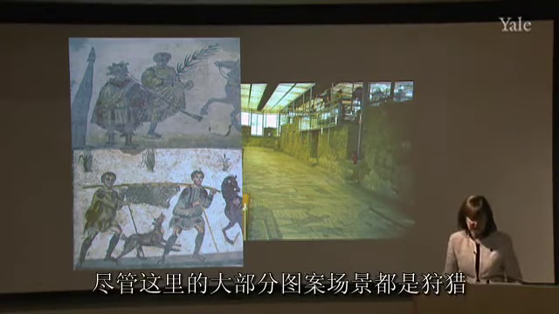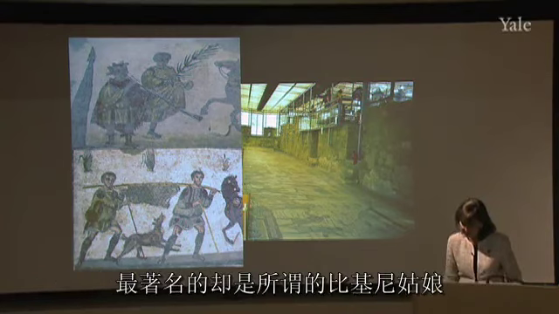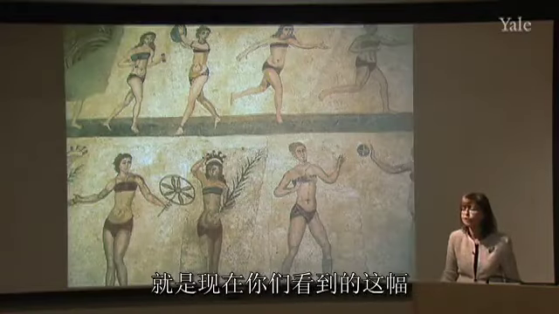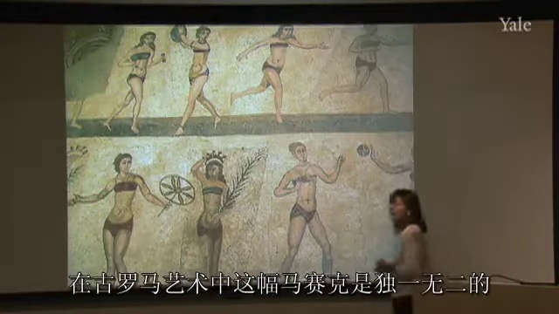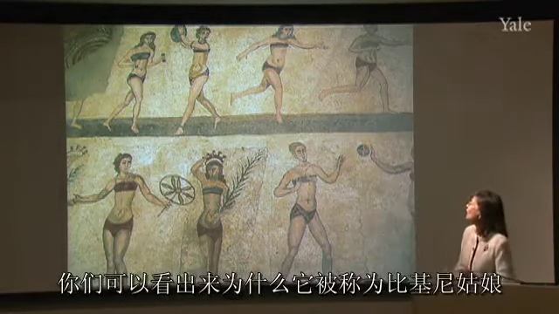But even though most of these scenes are hunting scenes, the most famous mosaics from the palace of Maximian, so-called, at Piazza Armerina in Sicily, are the so-called bikini girls. And I show you the bikini girls right here. And there's nothing like this mosaic anywhere else in Roman art. But you can see why they're called the bikini girls.